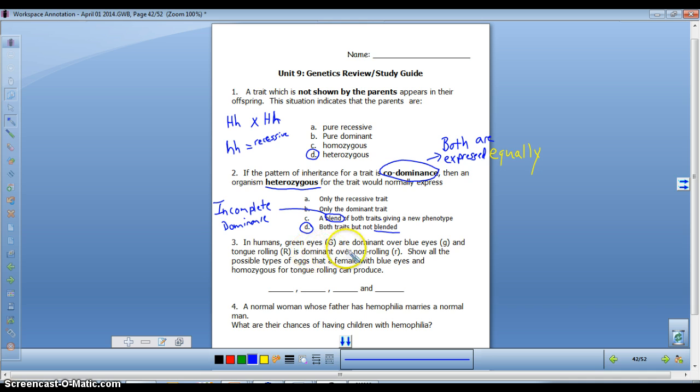In humans, green eyes are dominant over blue, and tongue rolling is dominant over non-rolling. Show all the possible types of eggs that a female with blue eyes, so she is homozygous recessive for eye color, that is homozygous for tongue rolling, that's dominant. Okay, so all the eggs that she's going to make are going to be this.